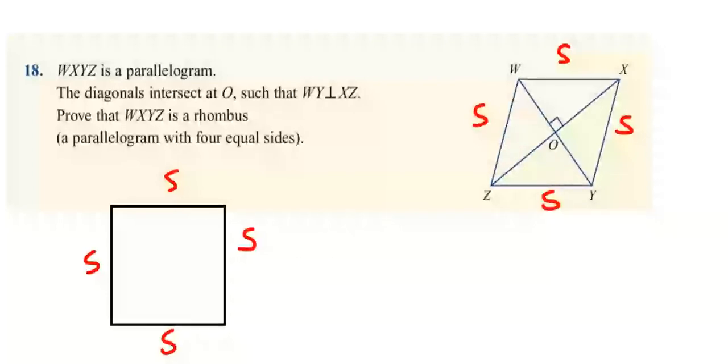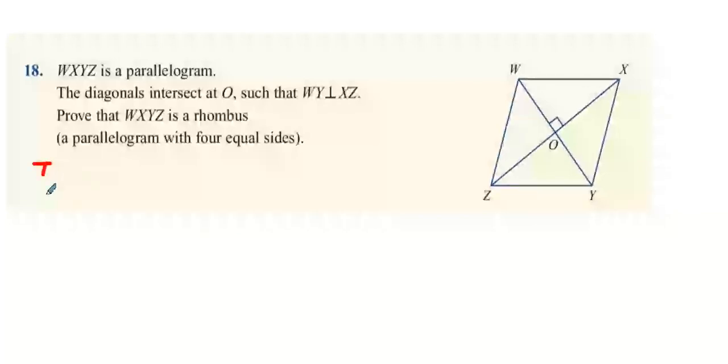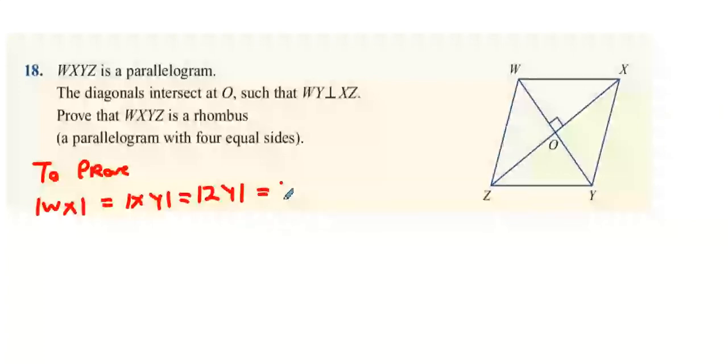Now, how would you prove it's a rhombus? So what am I basically being asked to prove? I'm being asked to prove that WX equals XY, and XY in turn equals ZY, and ZY in turn equals WZ. Does everybody understand that's what we're asked to do? Okay. I could try and prove that all 4 triangles are congruent. What would that mean? They're all the same, aren't they?